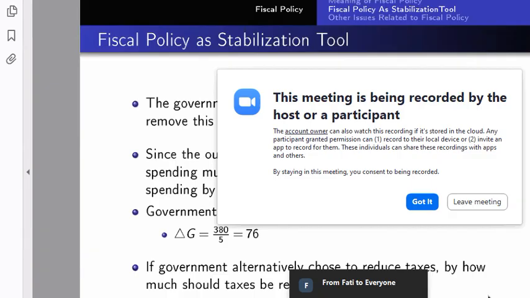If you use the formula I wrote there, it tells you that if you change G by 76, then Y will also change by 380. And my next question was, assuming it was not G that we want to touch, but tax. By how much should tax change for us to get income to also change by 380?